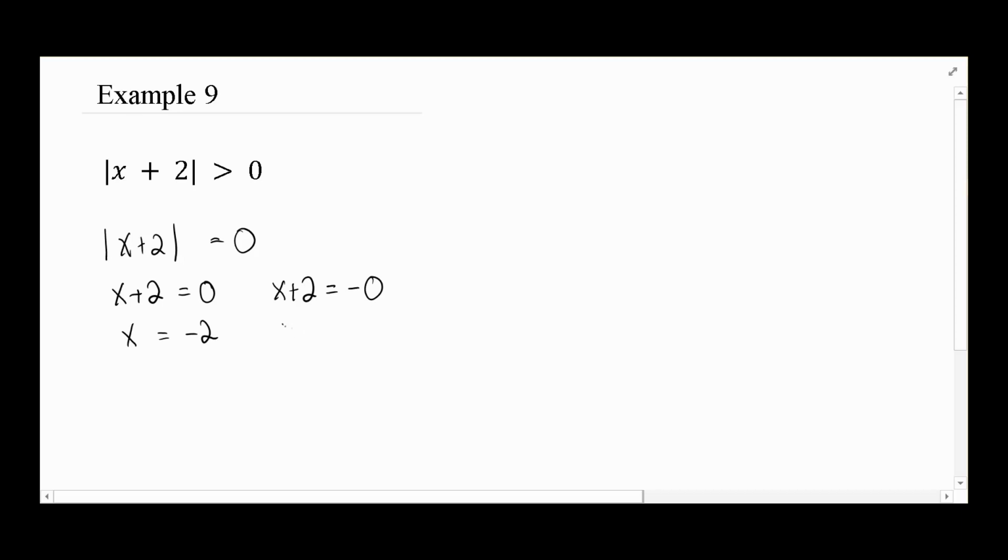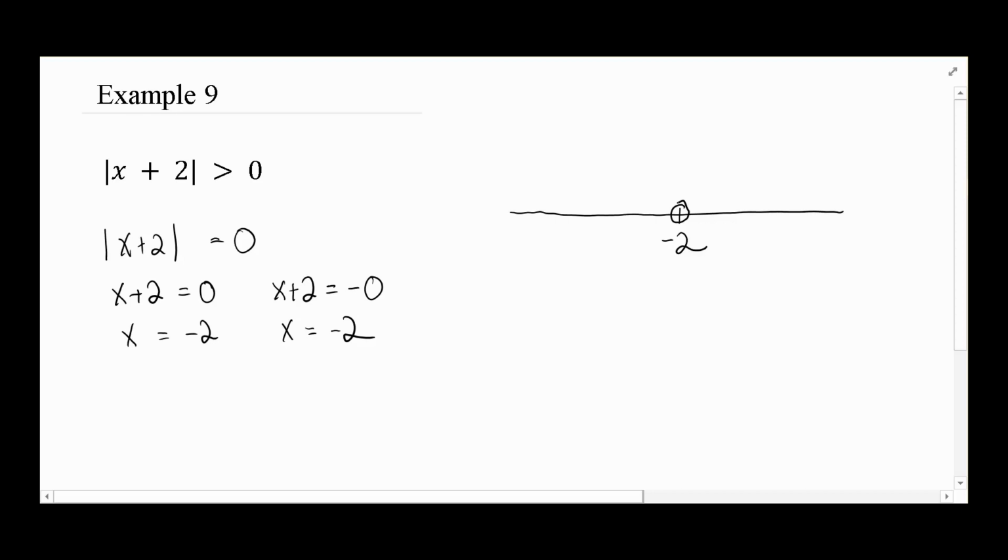Well, negative 0 is just 0, so we just get the answer of negative 2 twice. Now, we're not going to actually identify it twice. We're going to say it's one number. So when we come over here to figure out what gets shaded, we only have negative 2 as our border point. Negative 2 has an open circle because our original inequality didn't have or equal to. So we do not want to include that point.